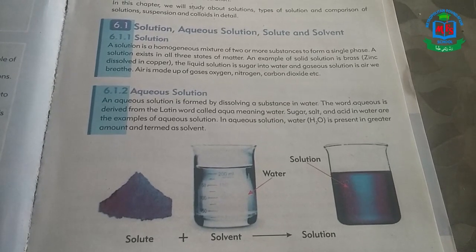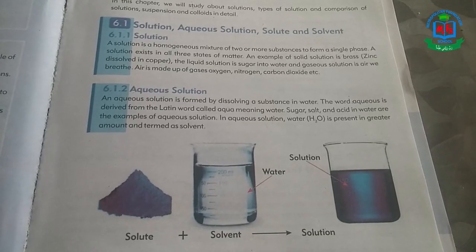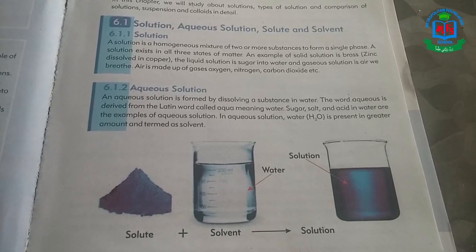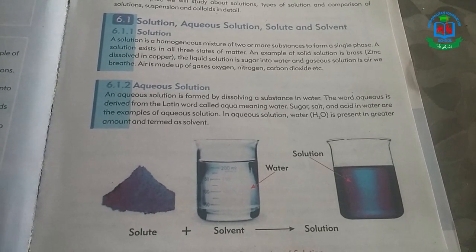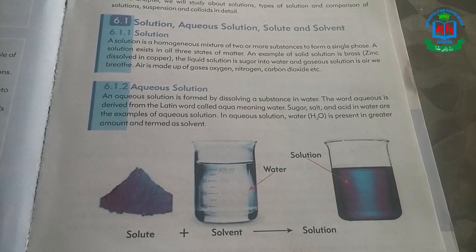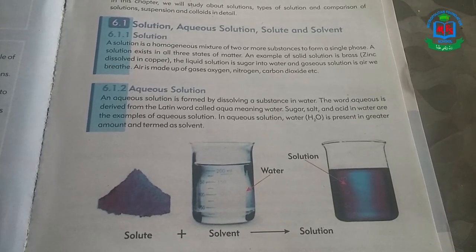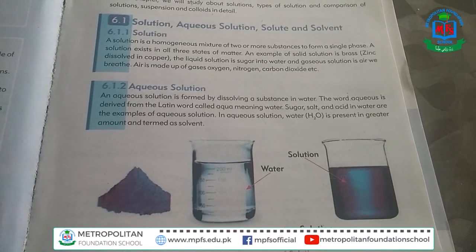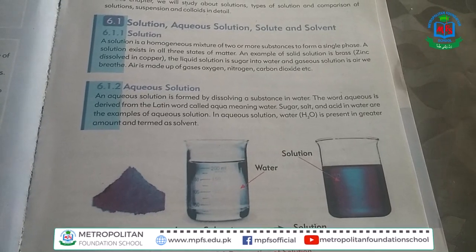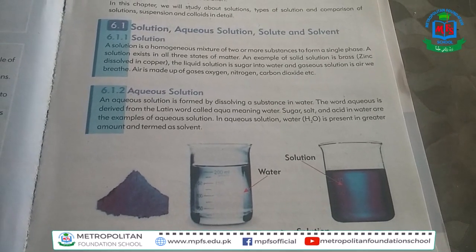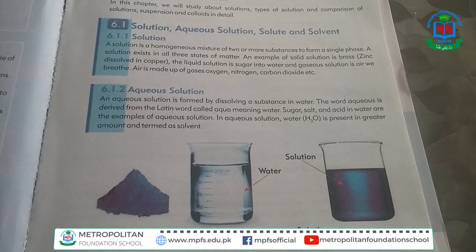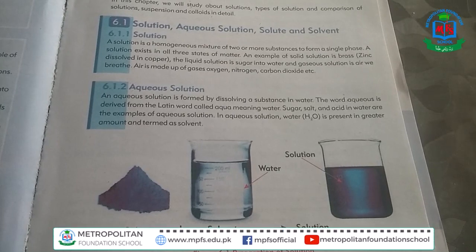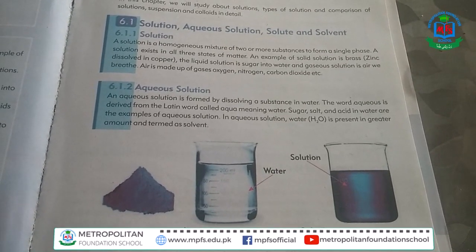For example, if we make a salt solution, we use two substances, salt and water. When we dissolve a small amount of salt in water, we make a solution. This is an example of solution. Now, as we already discussed, solution is a homogeneous mixture of two or more substances.